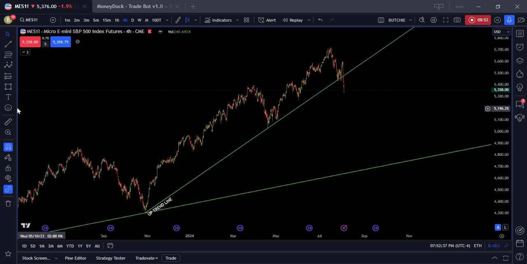Our ultimate target, if this starts dropping, is going to be down here. If you want to remind yourself, you can draw a box down here, a circle, whatever you want to do. But ultimately, if we see lower lows and lower highs on this 4-hour time frame, we're going to see it drop to that area.